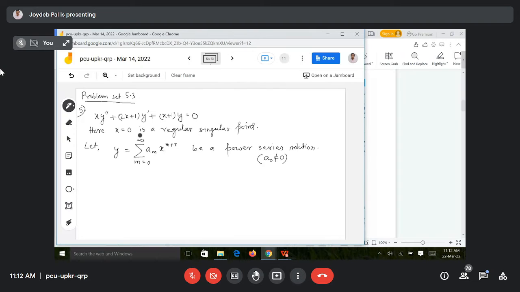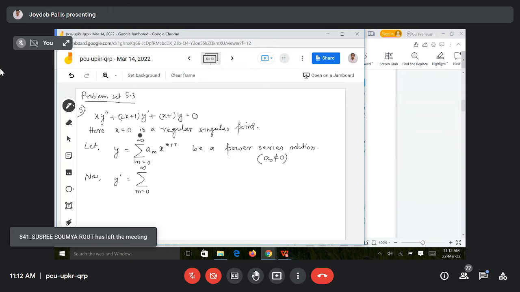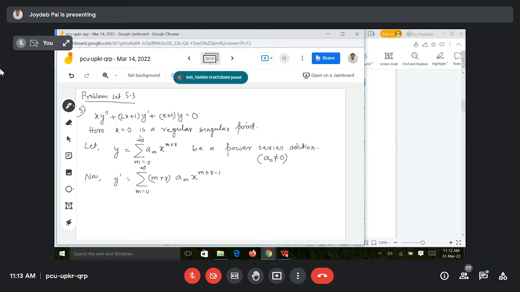Now y dash will be summation m equals 0 to infinity (m plus r) a_m x to the power m plus r minus 1, and y double dash will be summation m equals 0 to infinity (m plus r)(m plus r minus 1) a_m x to the power m plus r minus 2, right? Yes, sir.